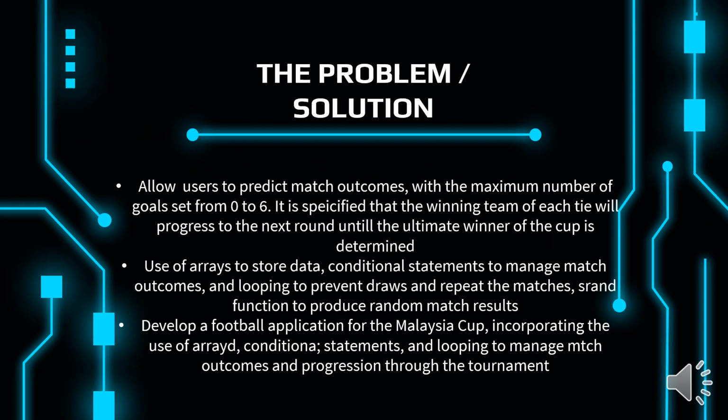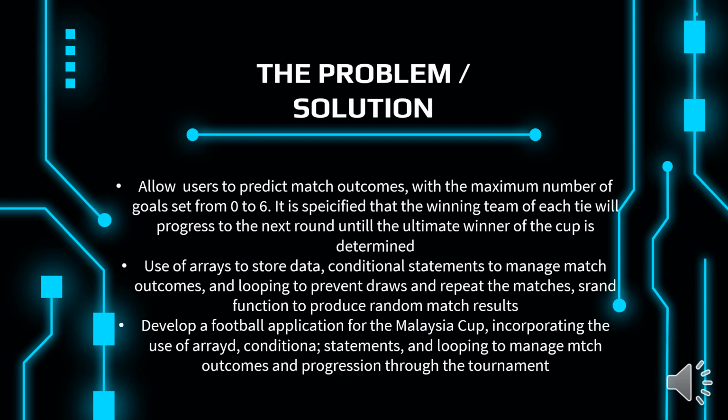The document outlined the task of creating a football prediction application specifically for the Malaysia Cup. The application is expected to allow users to predict match outcomes with the maximum number of goals set from 0 to 6. It is specified that the winning team of each tie will progress to the next round until the ultimate winner of the cup is determined.